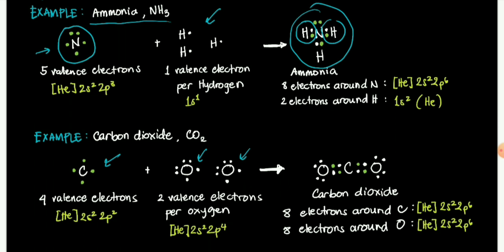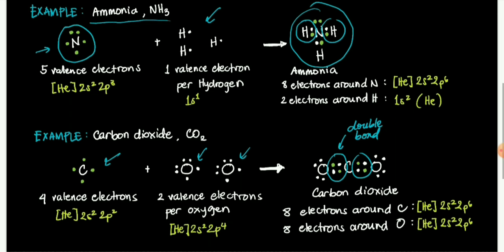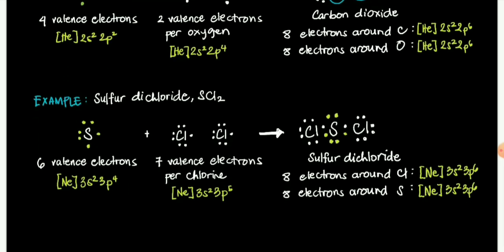Tapos yung dalawang electrons ng carbon ay magbabond sa isang oxygen. So, ibig sabihin, per carbon-oxygen bond, may dalawa kang bonds. So, double bond yan. Okay? So, may dalawa kang double bond sa carbon dioxide between the carbon and the oxygen. Okay? So, another example, sulfur dichloride.